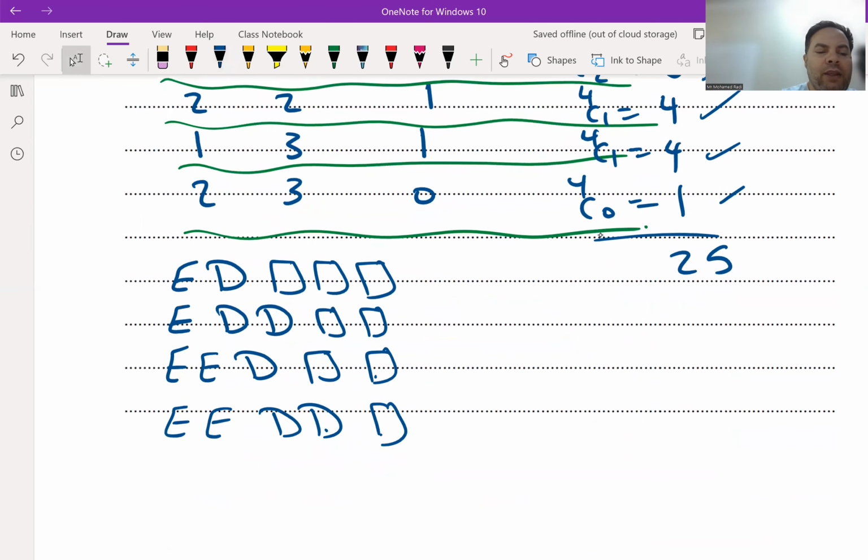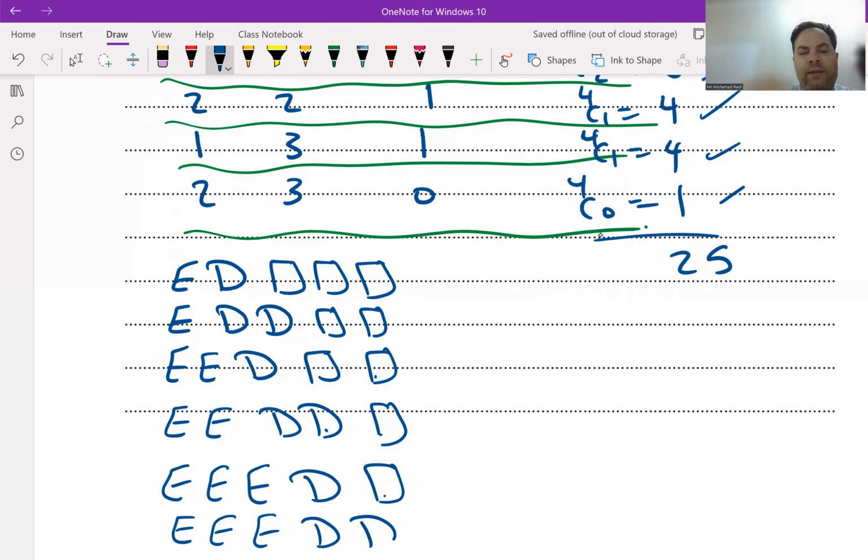We can take 3 E's, 1, 2, 3, and 1 D and 1 different letter. Or we can take 3 E's and 2 D's. So we have 1 case. Find their sum, we will get 25 cases.